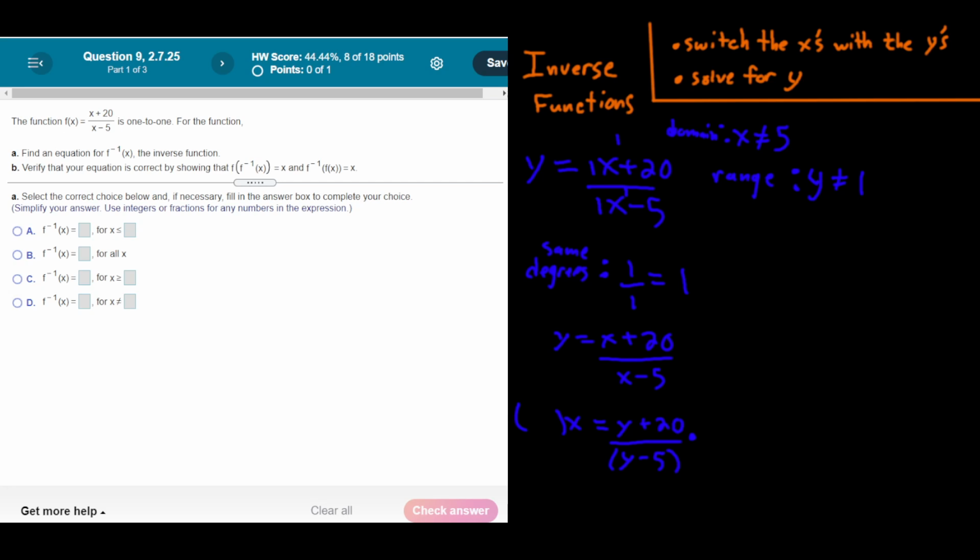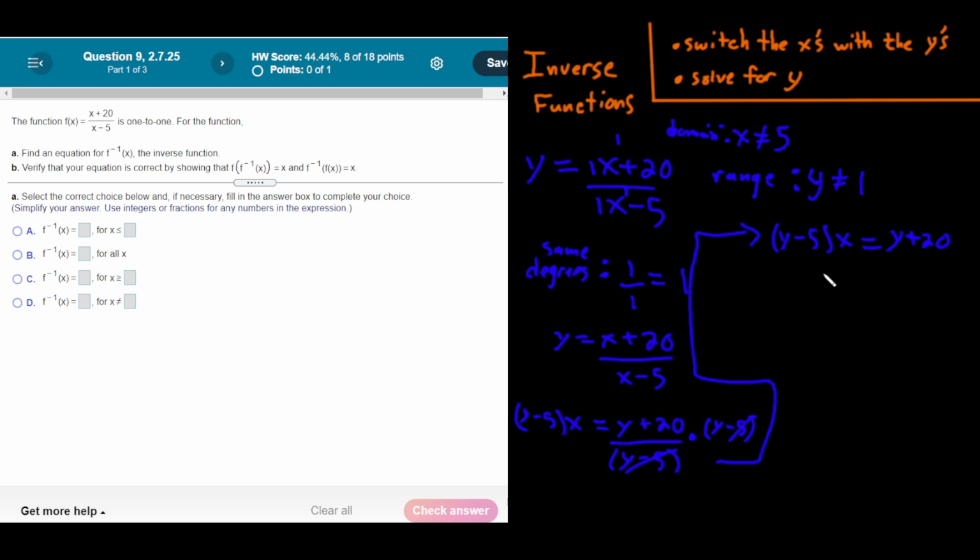Okay, so to get rid of a denominator, to destroy a fraction's denominator, you multiply both sides by that denominator. So you're going to multiply this side by y minus 5, and you're going to do the same thing over here, y minus 5. These will cancel, so what are we left with? We're going to come up here now. We have y minus 5 times x is equal to y plus 20. We're almost there, I promise.